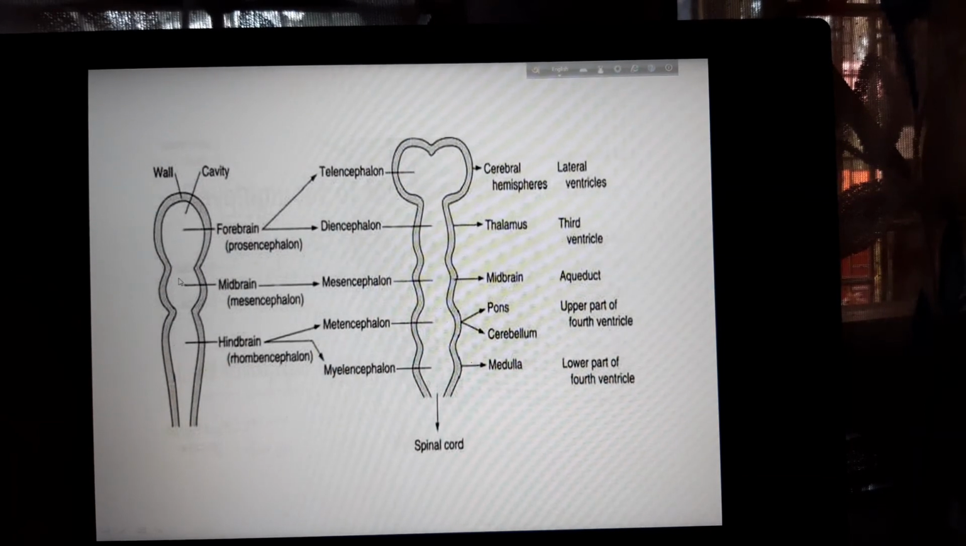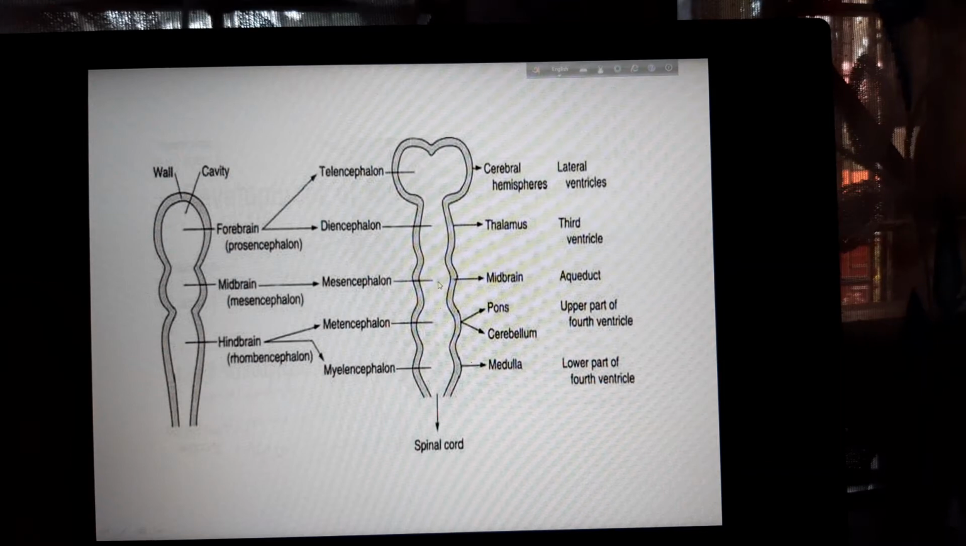The most anterior brain vesicle is the prosencephalon, which later gives rise to the telencephalon and diencephalon. The second brain vesicle is the mesencephalon, which is not subdivided. This mesencephalon consists of the crura cerebri and the corpora quadrigemina.